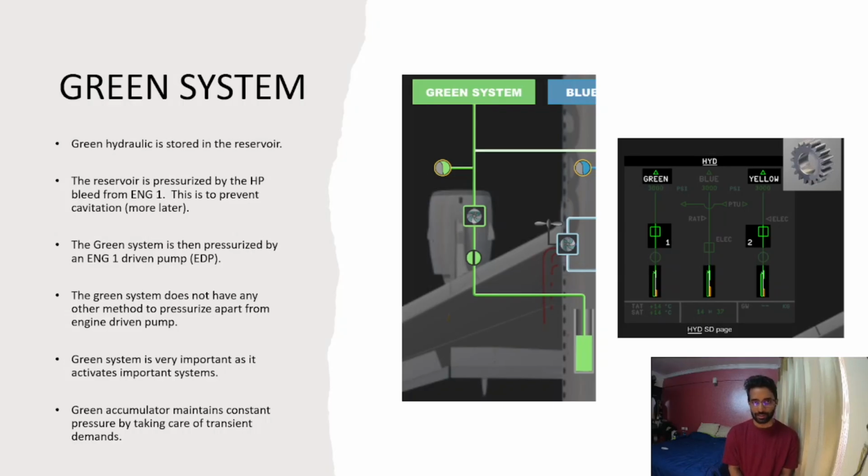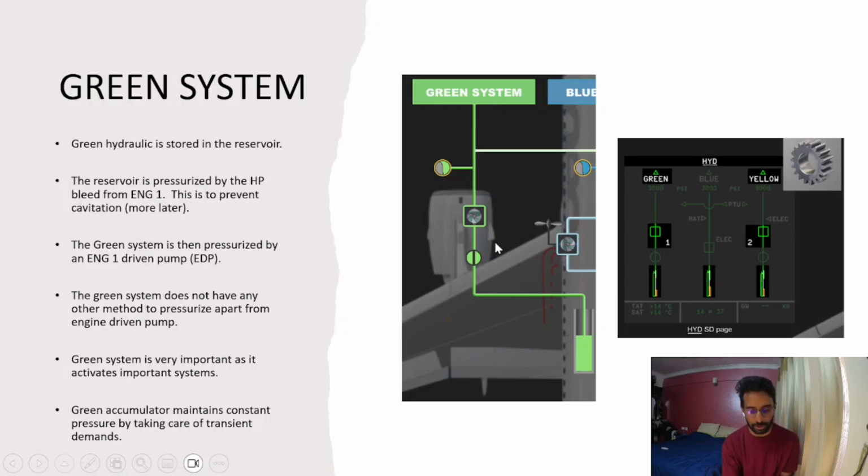So the green hydraulic system has the EDP, or engine driven pump, which will pump the hydraulic fluid from the reservoir to the systems which demand it. Now on its way, you can see a valve like thing. What is a valve? It is basically a switch. It can turn off the system, turn on the system. When does it turn off? We'll talk about it later. Basically, this switch that you see is called the pressure valve, which will cut off the hydraulic fluid supply to the system when the situation demands.